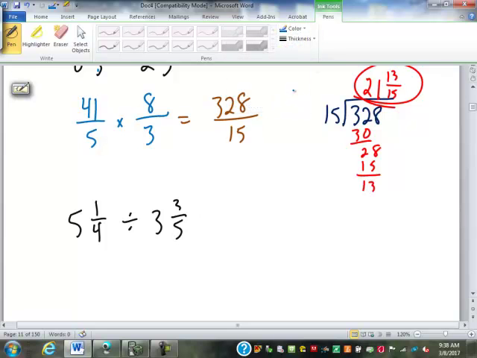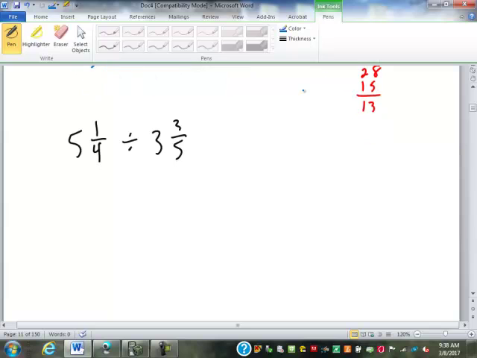So we might have something like this. When we divide, where do we start? Make them improper fractions again. So this one's going to become 21/4. 5 times 4 is 20 plus 1 is 21. This will be 18/5. Can I cross cancel the 4 and the 18?